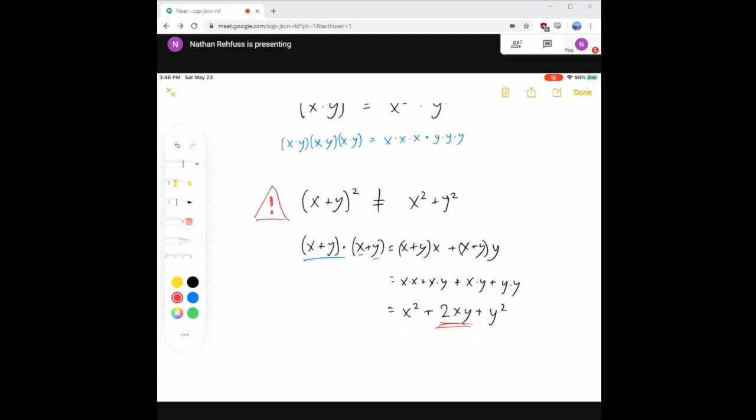Okay. What else do I want to show you right now? Sure. Let's do a couple of examples of all of the rules we've seen so far.